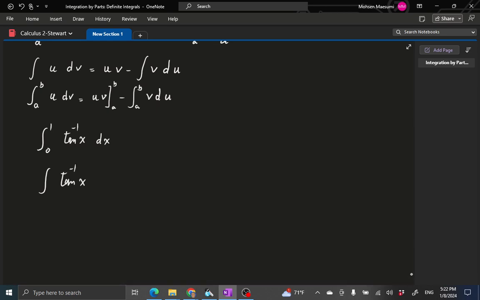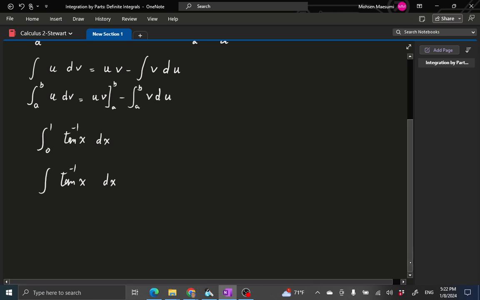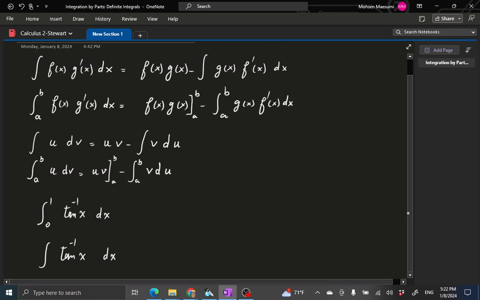So tangent inverse of x dx, without the limits of integral. So next question is, what is our u, what is our dv, or in other words, what's playing the role of f of x and what's playing the role of g prime of x, and so on. Let's go ahead and do one of these approaches, and then I do the other one. Let's do this one first.